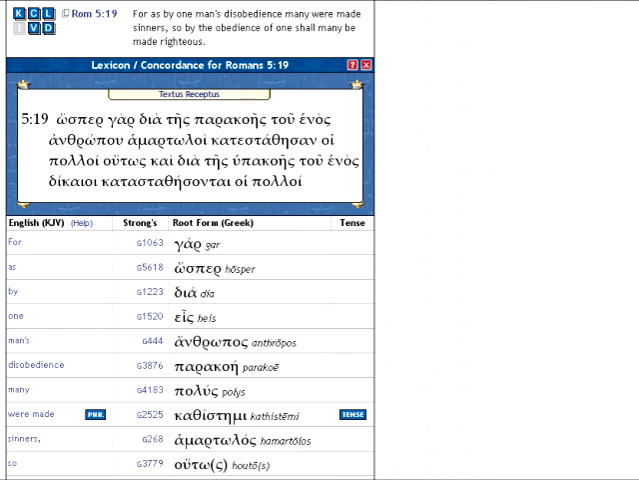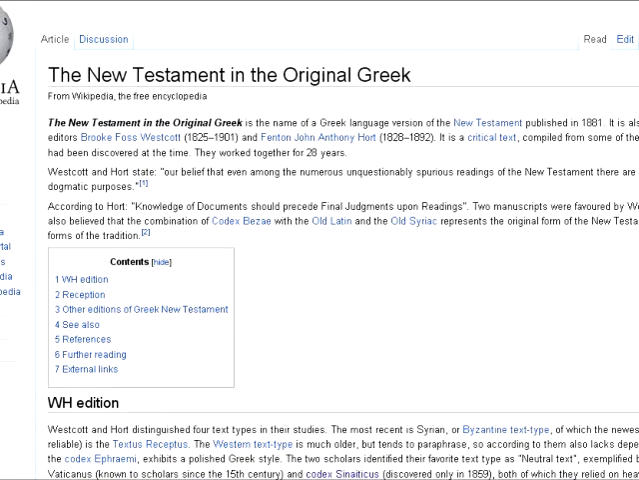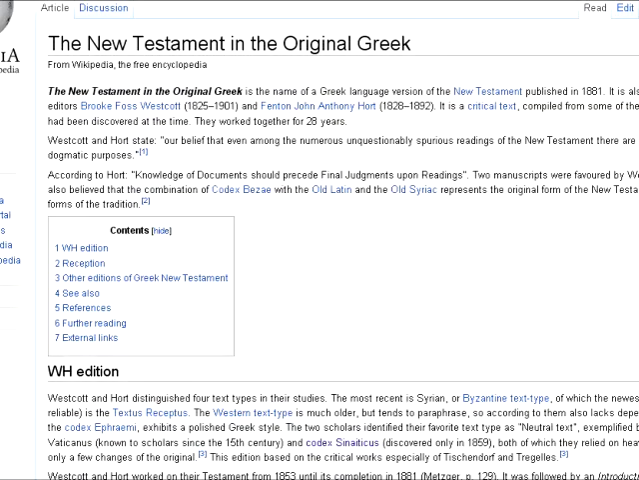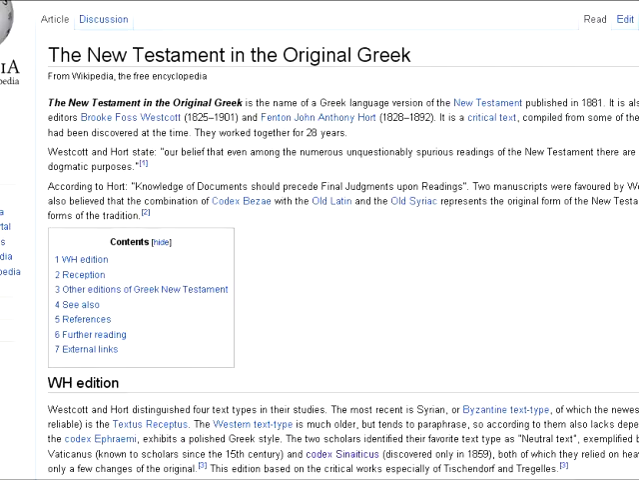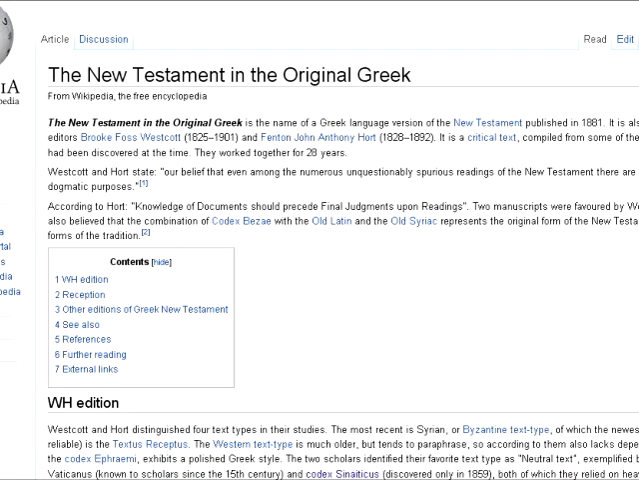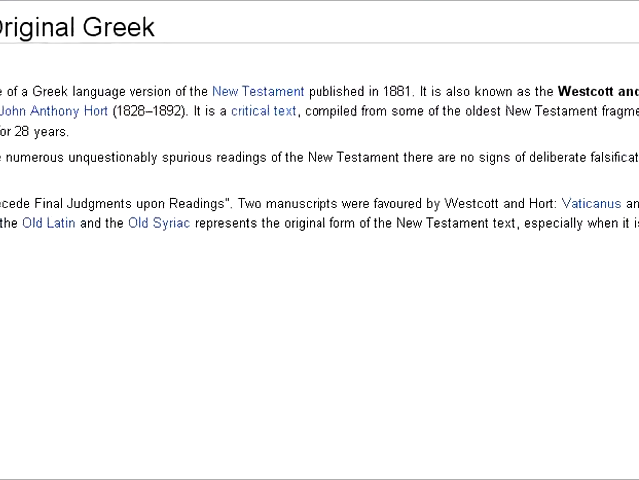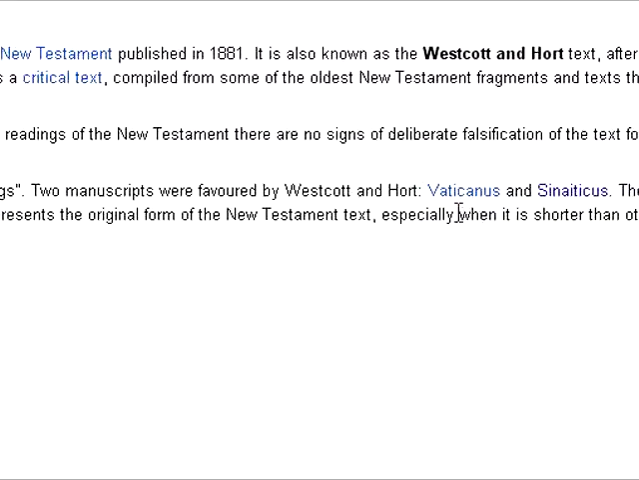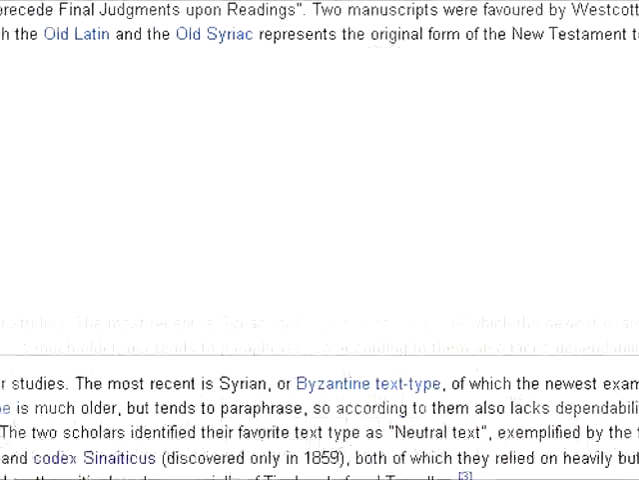Let's see. There was something else. The New Testament in original Greek is an attempt by Westcott and Hort to take the earliest manuscripts and make sense of them and create a single Bible or New Testament in what they considered to be the original Greek. And what they used was the Codex Vaticanus and Sinaiticus, the earliest complete versions of the Bible.